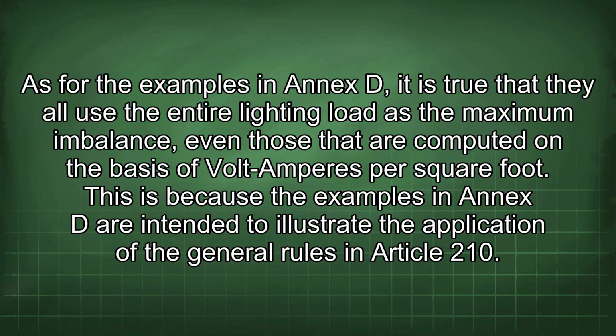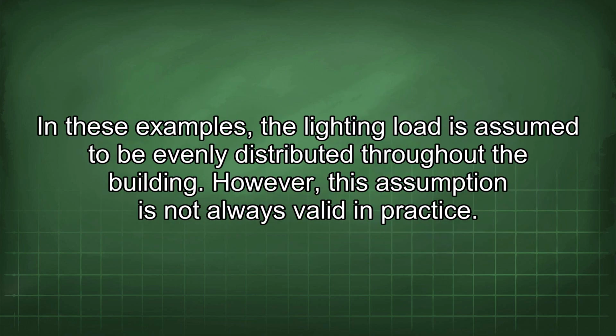As for the examples in Annex D, it is true that they all use the entire lighting load as the maximum imbalance, even those that are computed on the basis of volt-amperes per square foot. This is because the examples in Annex D are intended to illustrate the application of the general rules in Article 210. In these examples, the lighting load is assumed to be evenly distributed throughout the building. However, this assumption is not always valid in practice.